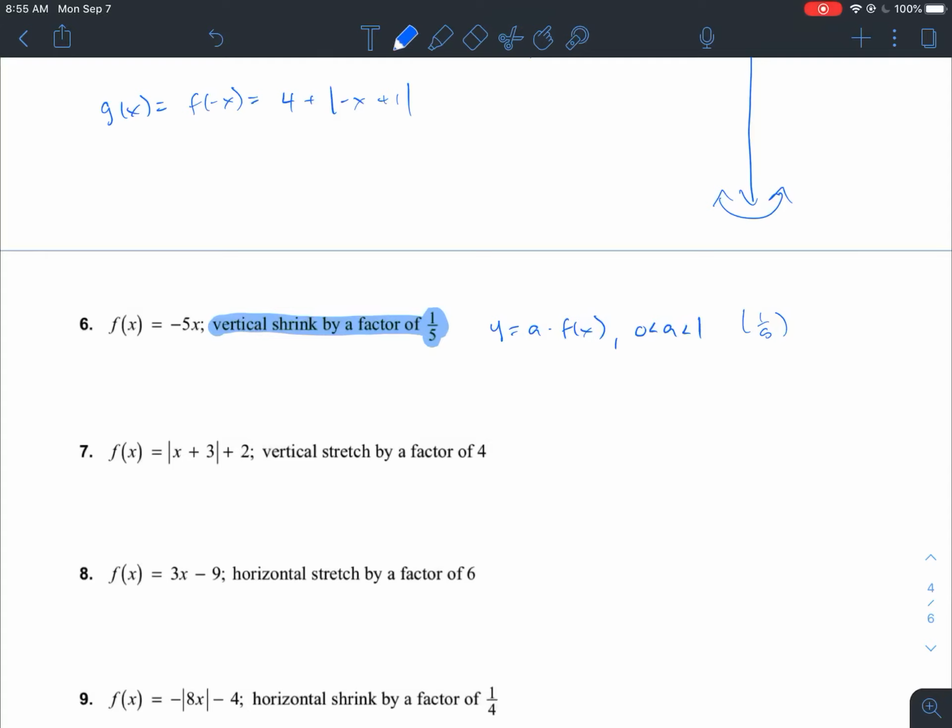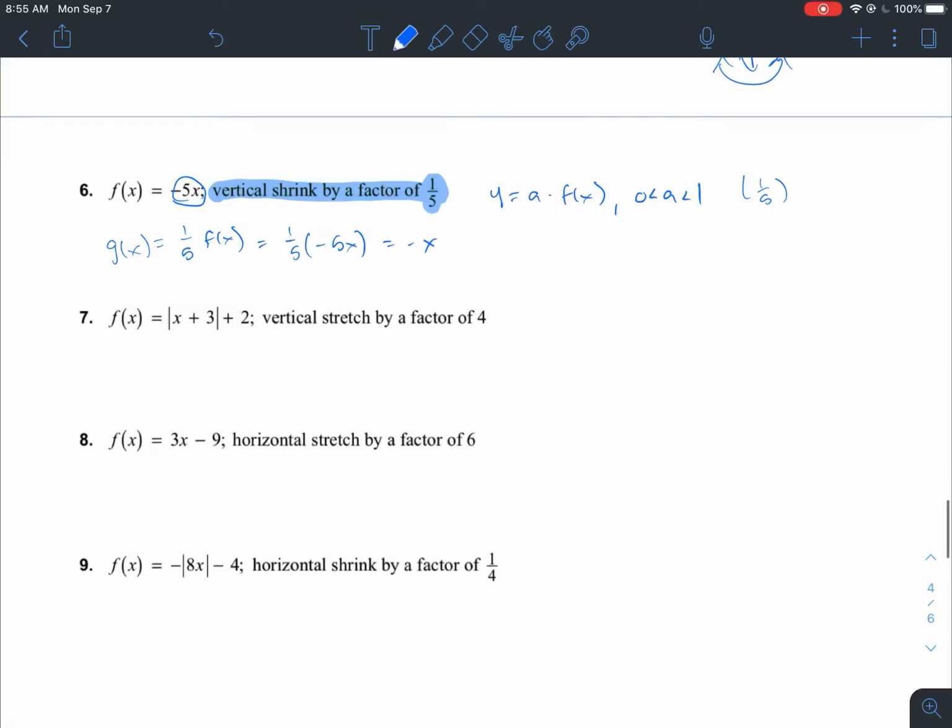Okay, so now let's write our new function, g of x, which is equal to a times f of x. So a is 1/5 times f of x, and this is our f of x right there, so this is equal to 1/5 times negative 5x, so that's going to end up equaling negative x. So we just shrunk our function of negative 5x by a factor of 1/5 vertically.